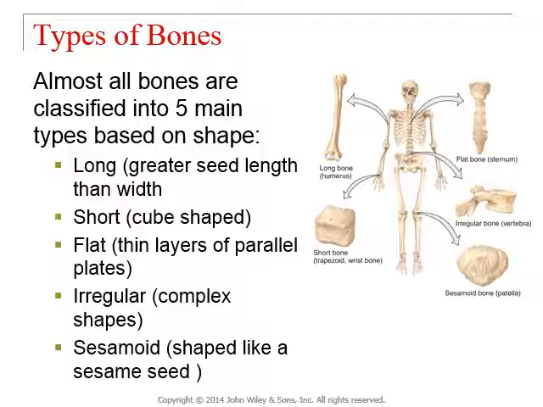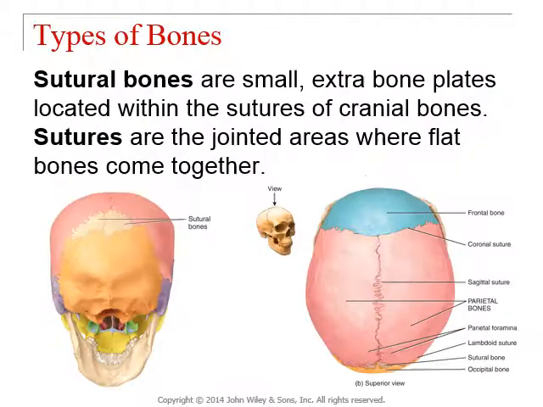And finally, you have a sesamoid, which simply means shaped like a sesame seed. This is your patella or your kneecap. You'll also find these oftentimes, although not in everybody, in the tendons in the hands as well as in the feet. Typically, the sesamoid bones will be found embedded in tendons, which will actually give additional strength to the tendon itself.